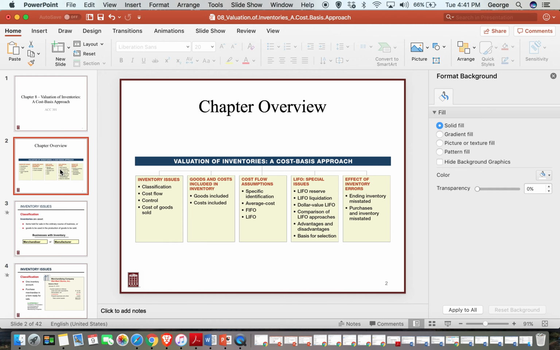how inventory affects cost of goods sold, what goods and costs should be included in inventory, and some cost flow assumptions. You should be somewhat familiar with average cost, FIFO, LIFO. Then we'll look at some special issues: LIFO reserve, LIFO liquidation, dollar value LIFO, comparison of LIFO approaches, and then some advantages and disadvantages of using LIFO, and why it is used the majority of the time by corporations as the basis of selection.